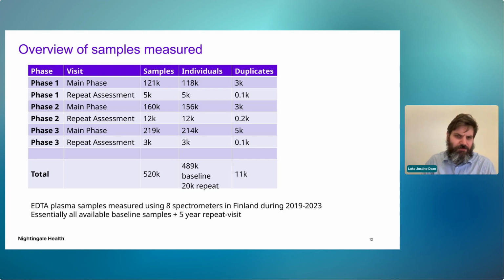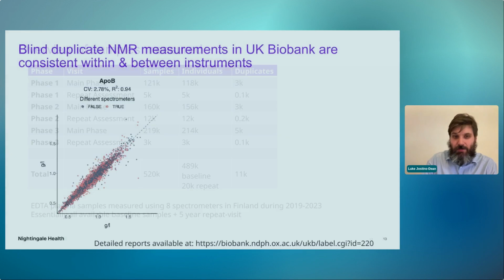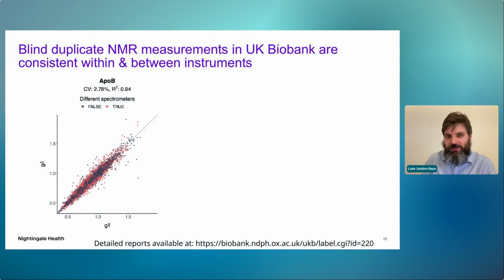This consisted of the main phase, about 490,000 baseline samples, which is essentially every sample that we could get our hands on from UK Biobank. We also measured 20,000 repeat samples, individuals that had a second measure taken around 5 years after the first. We also measured about 10,000 blind duplicates sent to us by UK Biobank for assessing quality. We didn't know what they were duplicates of, so we couldn't cheat. When we finished generating the data, UK Biobank mapped them back, and we could look at the quality of the results in terms of consistency.